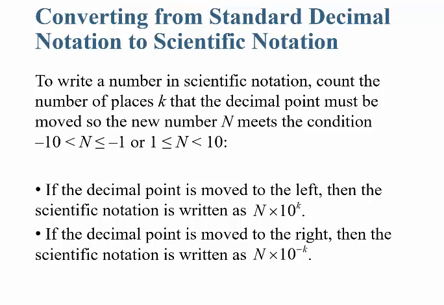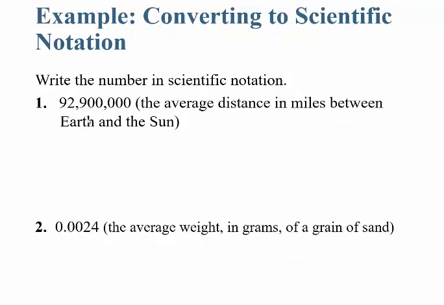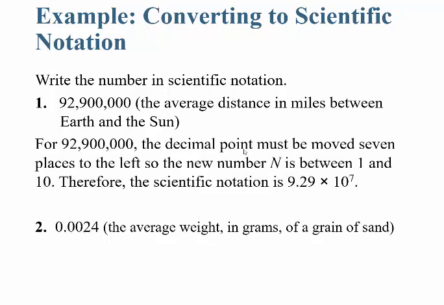All right, let's just do quick examples of this. So I want to write this number, 92,900,000, which is the average distance in miles between the Earth and Sun, in scientific notation. And this right here, 0.0024, the average weight in grams.